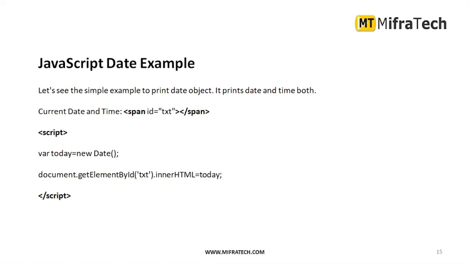Span id equals txt, close span. Script, where today equals new Date. The creation of date has been done when document dot getElementById txt dot innerHTML equals today, because we are creating an HTML page. The span element, the id has been mentioned here, txt. It has gone through the getElementById. The element was to be consumed. So document dot getElementById txt dot innerHTML equals today. The output will be today's date and time will be displayed.